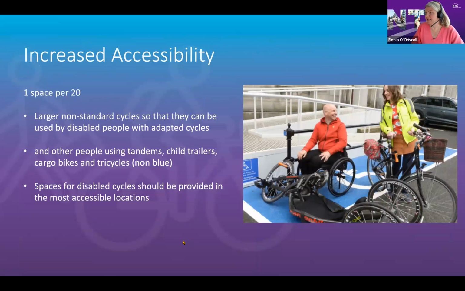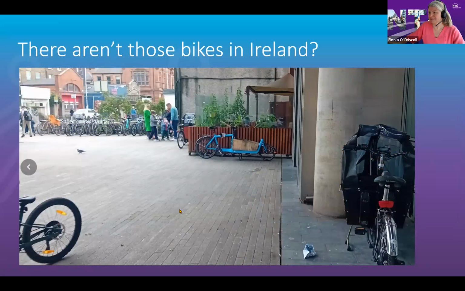In terms of increased accessibility, we're looking for 1 space per 20 for larger non-standard bikes, so that they can be used by disabled people with adapted bikes, or other people using tandems, child trailers, cargo bikes and tricycles. Just to say, keep the blue for the disabled bikes. That's an international standard for disabled parking. And spaces for disabled cycles should be provided in the most accessible locations. So you can see here, this photo is from Trinity College, and there's a ramp there for users. But there aren't those kind of 1 in 20. Is that too much? There aren't those kind of bikes in Ireland.